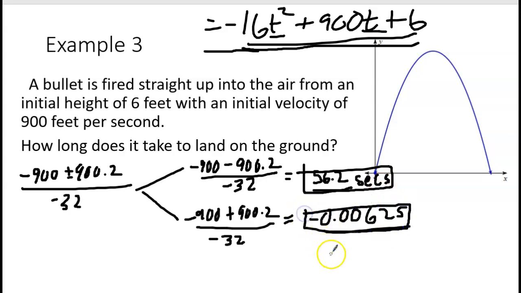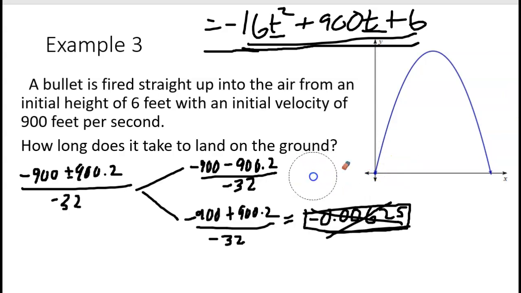First of all, it's negative. There is no such thing as negative time, so we can ignore that. Why does this happen? Well, because when we do math, we have to think about what our answers mean. The math doesn't think about what our answers mean. It just tells us the answer.